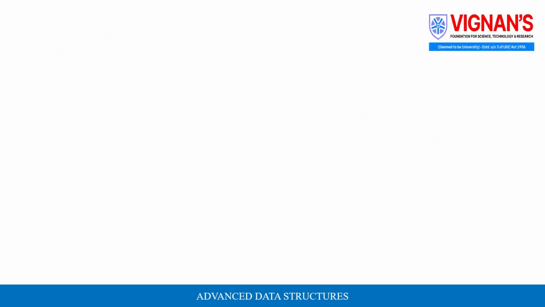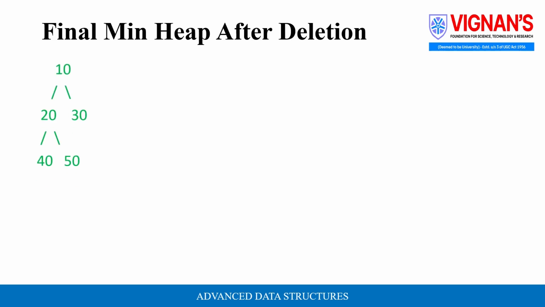Final min-heap after deletion. The root of the heap is 10. The left child is 20 and the right child is 30. Node 20 has two children, 40 and 50. All parent nodes are smaller than their children. Therefore, the min-heap property is satisfied.